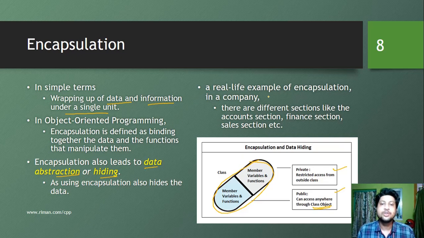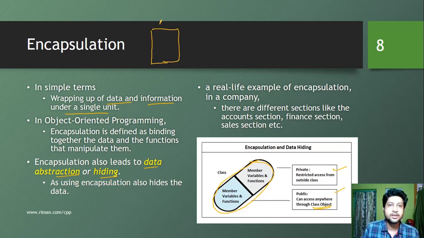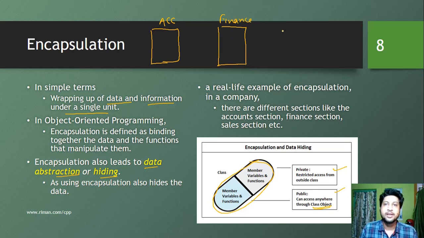Let's take a look at some real world examples. Suppose there are three sections in an office. We have an account section, we have a finance section, and we have a sales section.